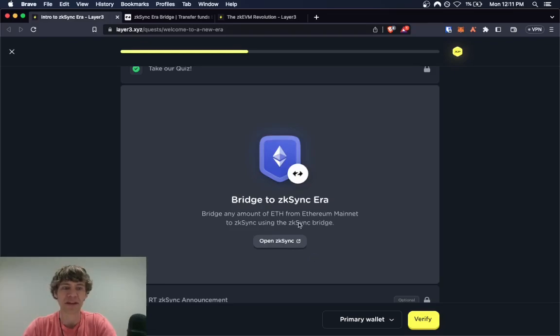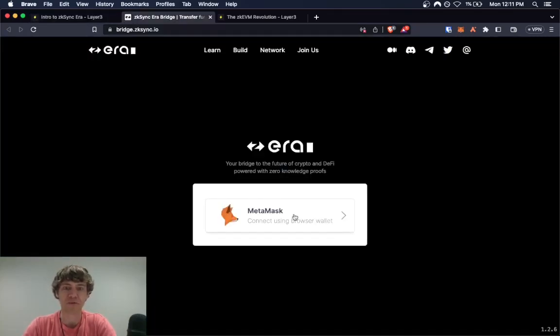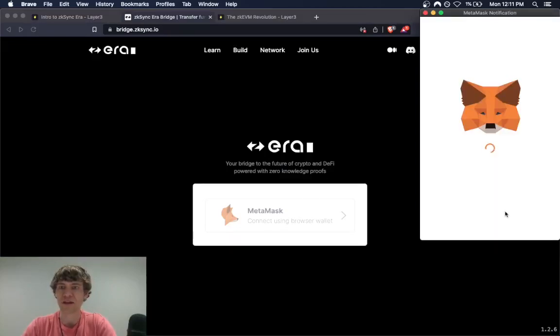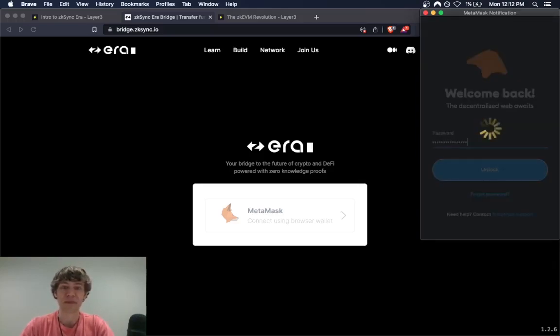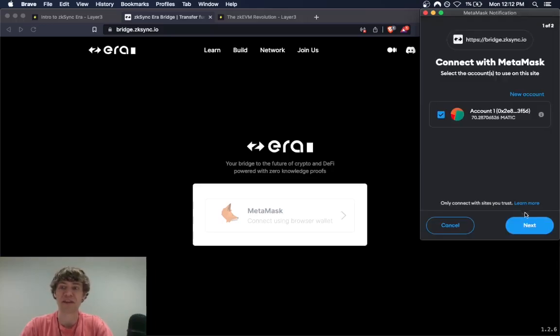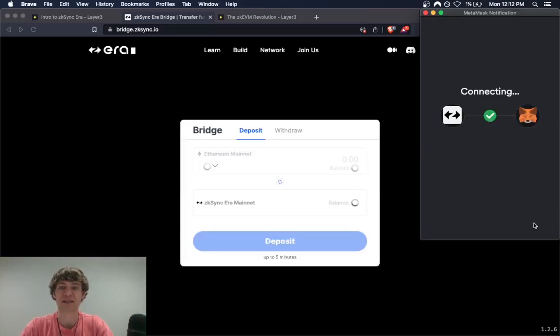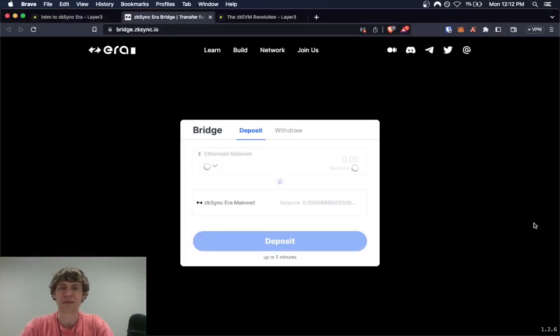So we opened this tab to the bridge portal. And you connect your MetaMask. This is where you'll bridge funds over from Ethereum. The only way to do this, to get funds onto zkSync, is to bridge it from Ethereum, which will cost anywhere from like 5 to 15 or 20 bucks.